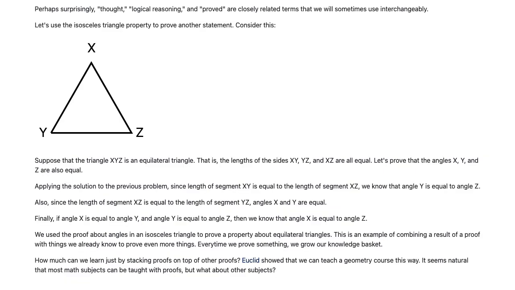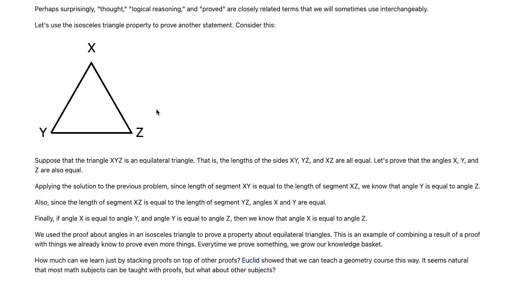Let's use the isosceles triangle property to prove another statement. Take a look at this triangle. Suppose that the triangle XYZ is an equilateral triangle. That is, the length of the sides XY, YZ, and XZ are all equal. Let's prove that the angles X, Y, and Z are also equal. Applying the solution to the previous problem, since length of segment XY is equal to the length of segment XZ, we know that angle Y is equal to angle Z.